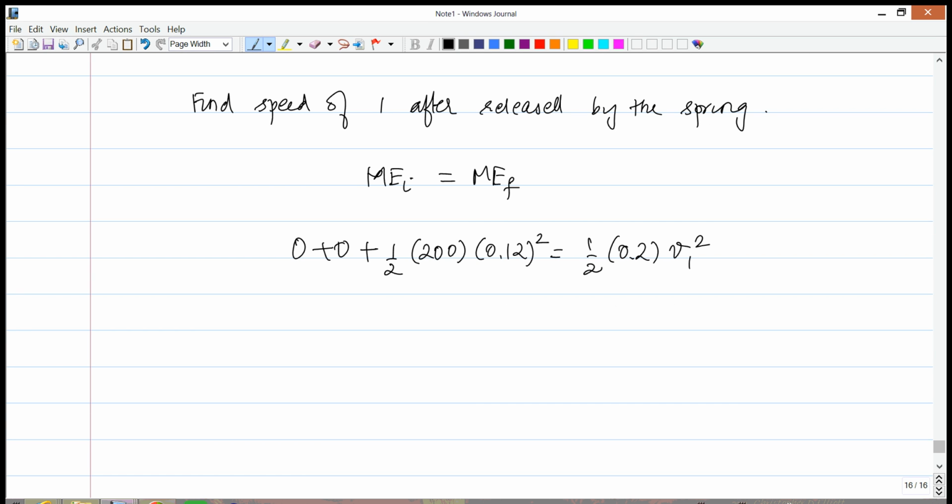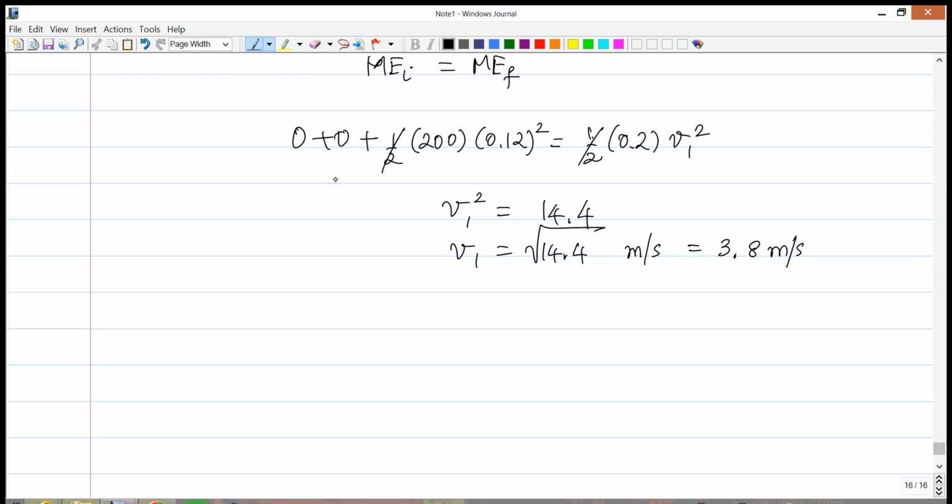Great, so we have all this. Let's figure out the speed of the block now. The half cancels, the 0.2 moves to the other side making 1000, and 0.12 squared is 0.0144, and this ends up giving us V1 squared equal to 14.4. So V1 is equal to the square root of 14.4 meters per second, which is about 3.8 meters per second. So now we know the speed of the first block right after being let go by the spring. As far as the collision is concerned, this V1 is the initial velocity for the momentum part.